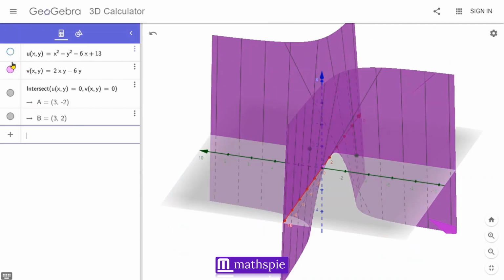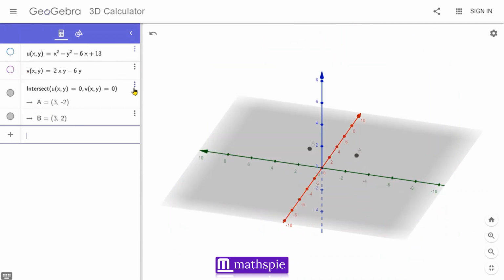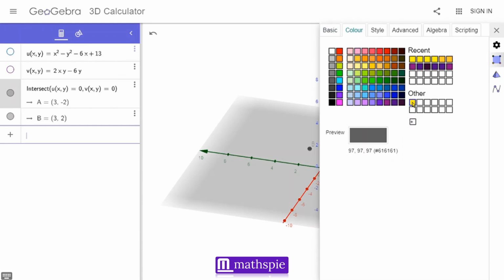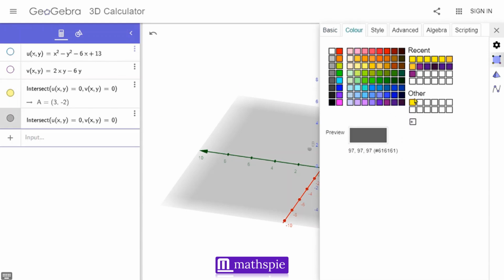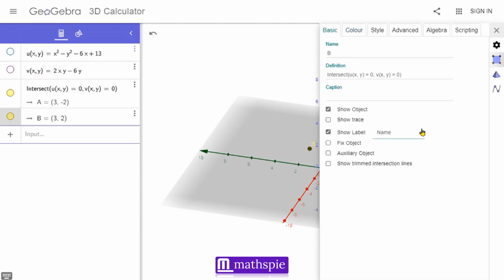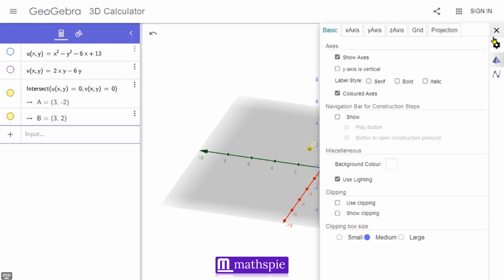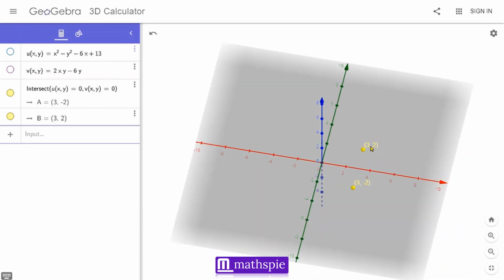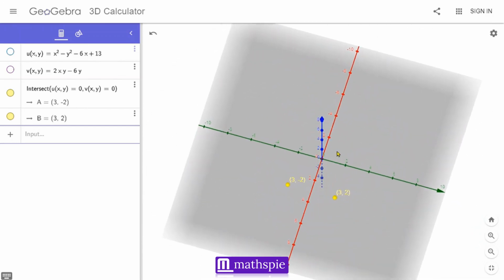Okay, let me show only the points. Before that, let me change some settings for the points. So let me change the color of both the points, they look better. And instead of showing name, let them show their value. Okay, here we have value. Yes, we have 3 comma 2 and 3 comma minus 2.